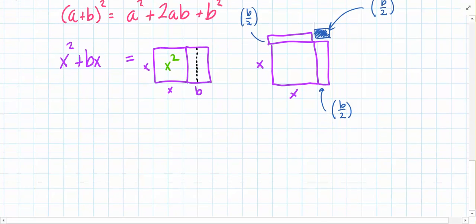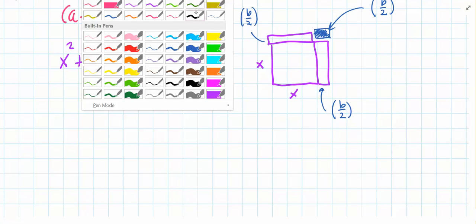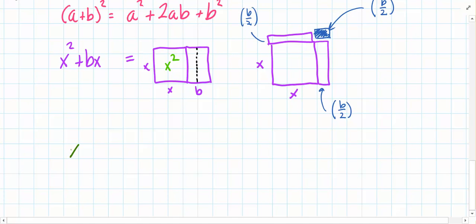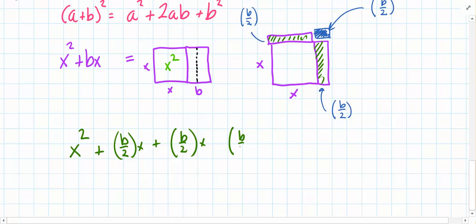Okay, now let's just write everything down that I have here in this picture. I would have an x squared. I would have one of these things would be b over 2 by x. That would be this one here. The length is b over 2, the width is x. I would have another one of those, b over 2 by x. That'd be this one up top. And then I would have b over 2 squared. Do you guys see that?